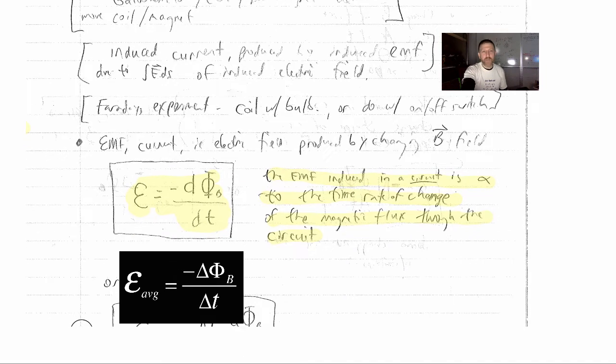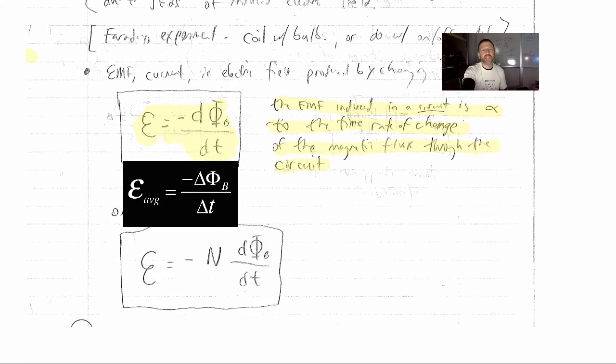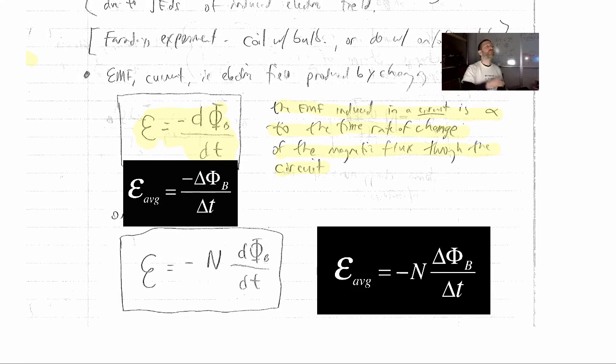Okay, so if you have N loops, the total EMF of your coil is just N times what we had before, because all those loops are in series. So it's just like batteries in series, they just add up. The EMF is negative N, the number of coils, or the number of turns, either way you want to talk about it, times d phi B dt. Or average EMF equals negative N times delta phi B over delta t.